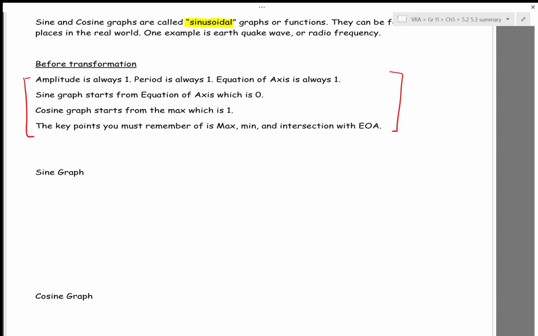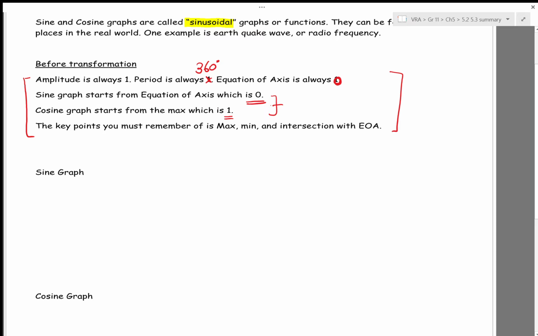So let's take a look at the amplitude, and the amplitude is always 1. Period is always 1. No, sorry. Period is always 360. I don't know why it says 1. And the equation of the axis is always 0, not 1, so I'm going to change that. Now, the sine graph starts from the equation of the axis, which is 0. So this time was actually properly done, whereas the cosine graph starts from the max.